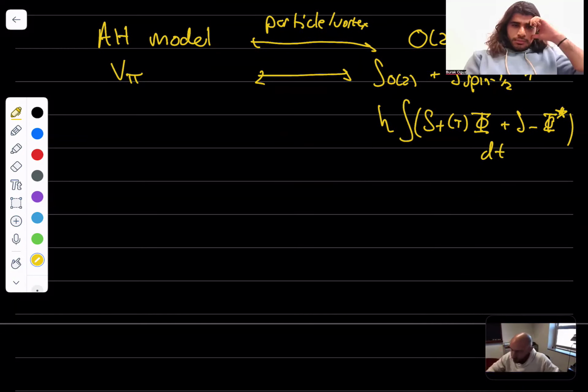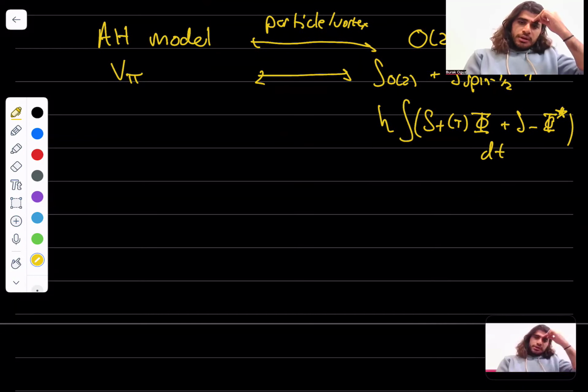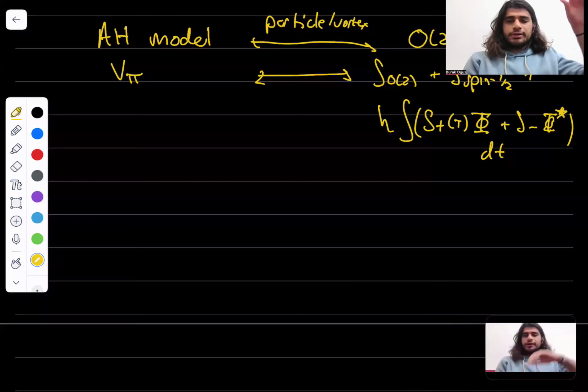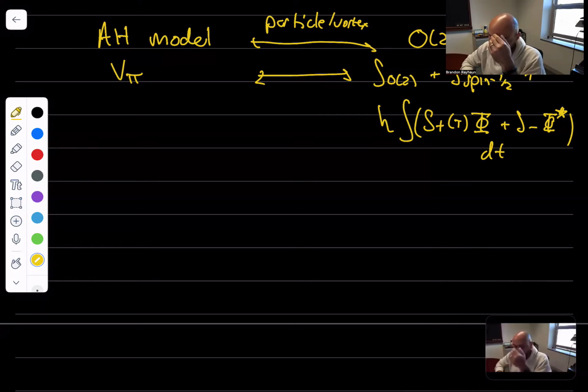Can I ask a question? If we change the spin from 1/2 to higher, like 3/2 and 5/2, do we get different vortices with different fluxes in the abelian-Higgs model? Good question. The answer is probably not.